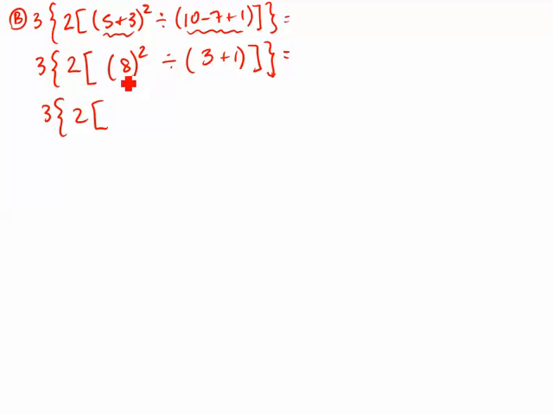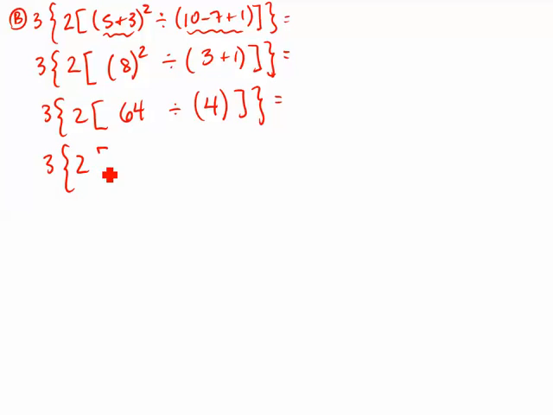And so I have 8 squared. There are no more operations in this bracket, so I can drop these parentheses and change it to just 8 squared, and this becomes 64. Divided by 3 plus 1 becomes 4. It was in parentheses, but in the next line you can see I'll just drop that, because when there's no operations, you can just drop the brackets.